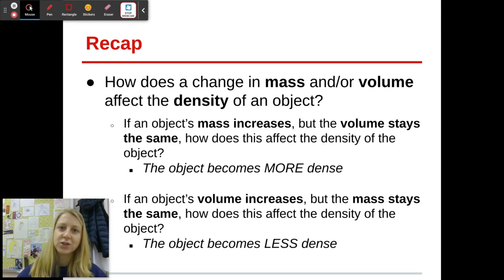Hopefully this introduction to density helps you understand at least the beginnings of what density is. Keep going through these videos and we'll dig even deeper into this topic. Hopefully this is a good introduction though.